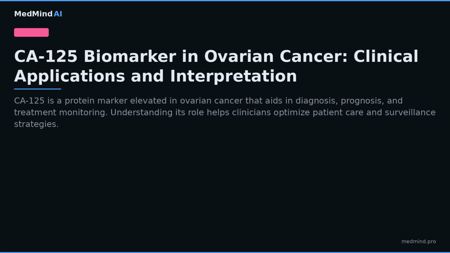CA-125 Biomarker in Ovarian Cancer, Clinical Applications and Interpretation. CA-125 is a protein marker elevated in ovarian cancer that aids in diagnosis, prognosis, and treatment monitoring. Understanding its role helps clinicians optimize patient care and surveillance strategies.